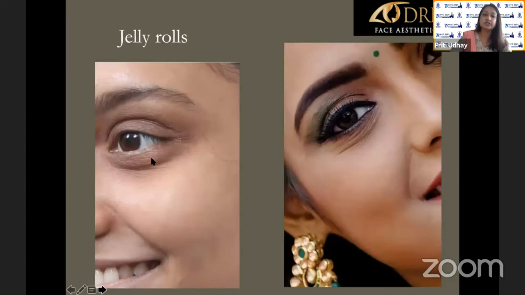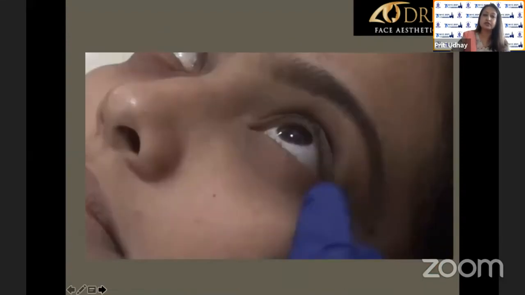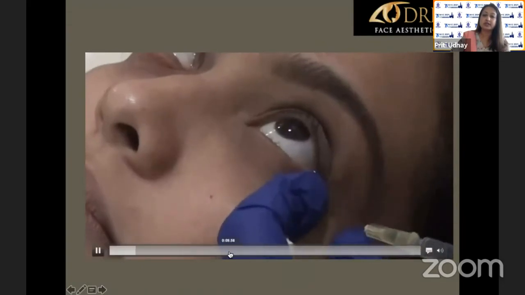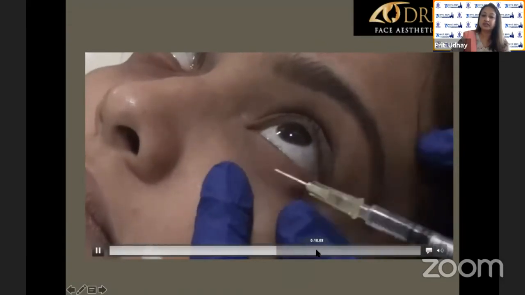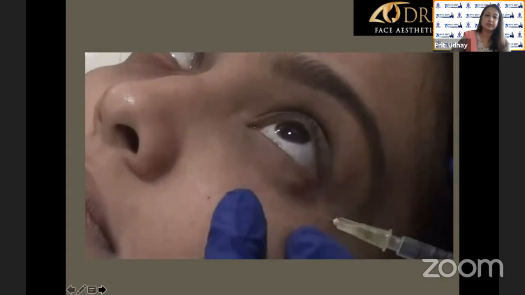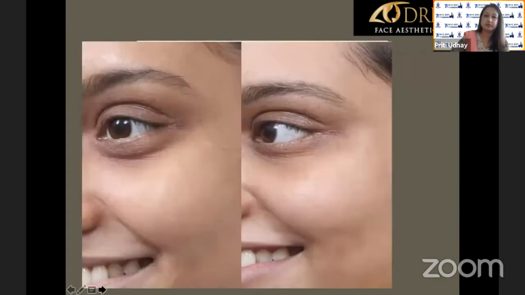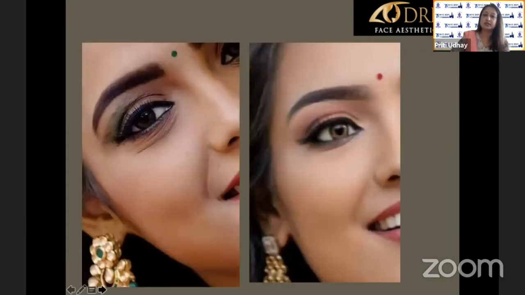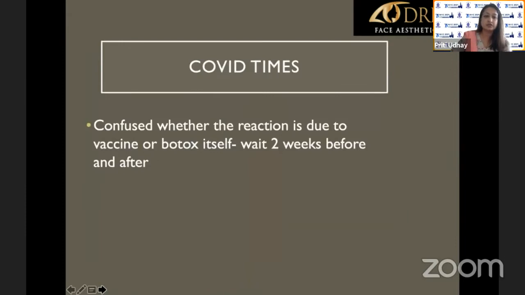Another useful indication is jelly rolls, where you have orbicularis rolls in the lower eyelid. The lower lid retraction should be prevented, so you give very small doses in the lower eyelid so that your makeup does not cake in that area. This patient from the media came to me for that, and you can see that the makeup is no longer caking and she has a good result.